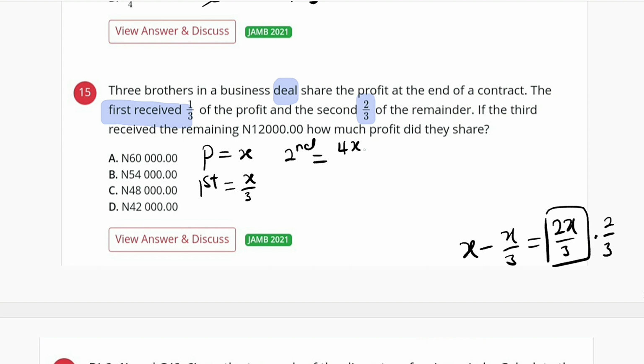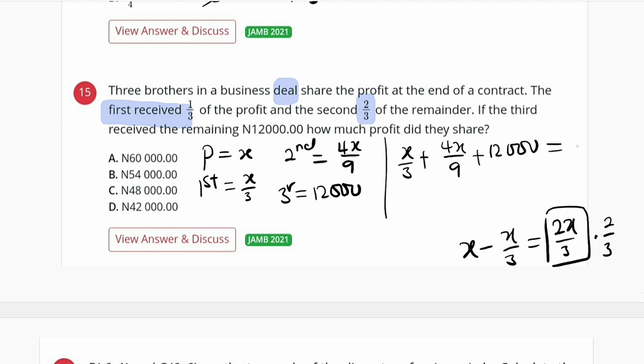So 4x over 9. And the third person got 12,000. So it means if we add these 3 shares together, they must be equal to x, and x is said to be the profit they shared. So let me add all of them together. We have the first one, x divided by 3, plus the second one, 4x divided by 9, plus 12,000. And all of this must be equal to x.